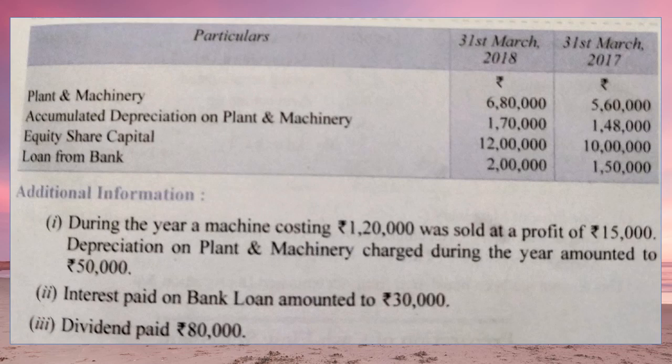Plant and machinery 5,60,000, then 6,80,000. Amount has been increased by 1,20,000. It shows that the purchase activity has been done. Accumulated depreciation 1,48,000, 1,70,000. Equity share capital 10 lakhs, then 12 lakhs. Loan from bank 1,50,000, then 2 lakhs. Additional information: during the year, a machine costing rupees 1,20,000 was sold at a profit of rupees 15,000. Depreciation on plant and machinery charged during the year amounted to rupees 50,000.